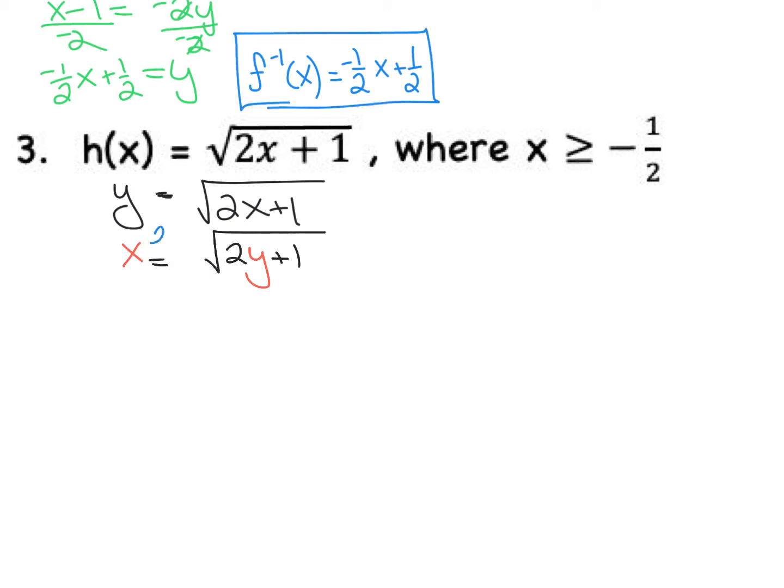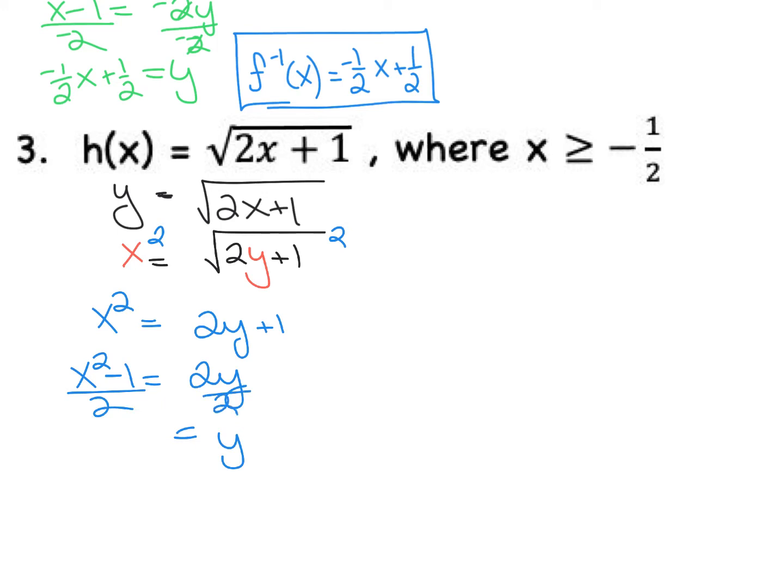So to do that, I'm going to square both sides. And that gives me x squared equals 2y plus 1. And then I'm going to subtract 1 from both sides. And then I will divide by 2. So when I do that, I could make this actually 1/2 x squared minus 1/2. And I'm going to write this in, rather than f inverse notation, I'm going to do h inverse notation.